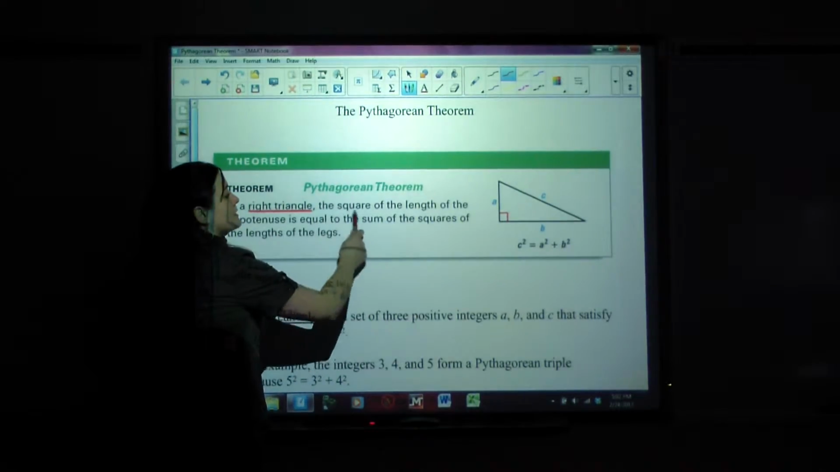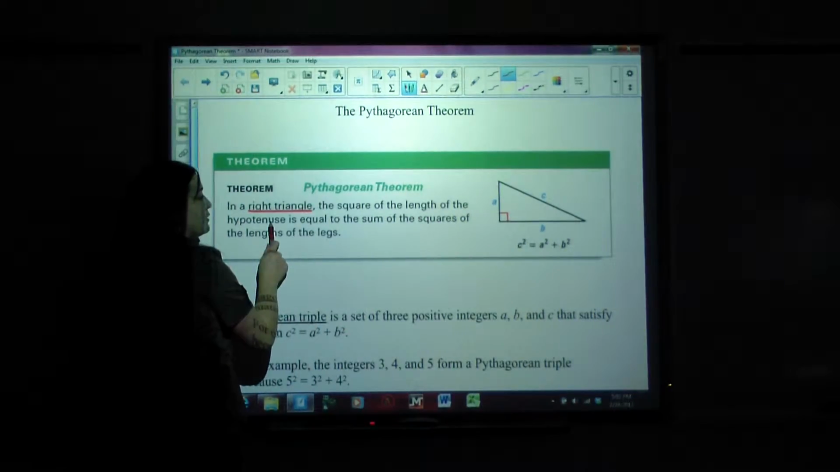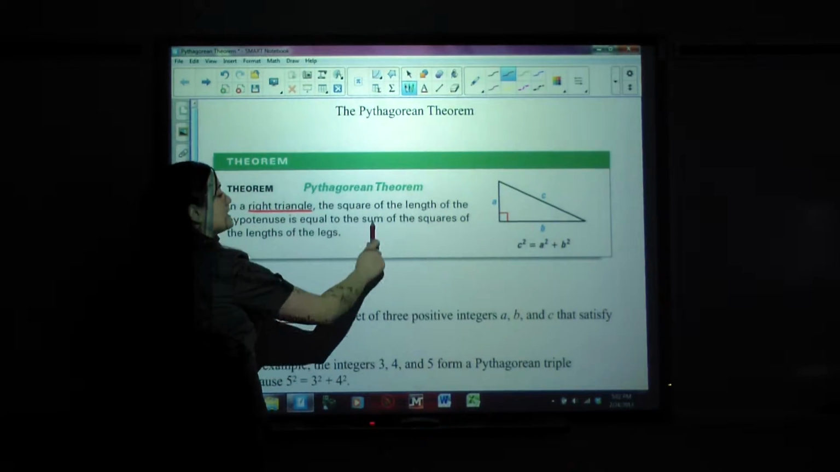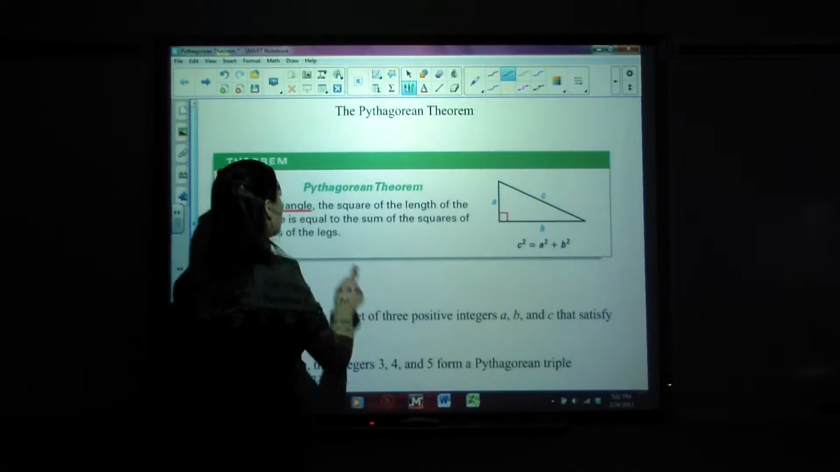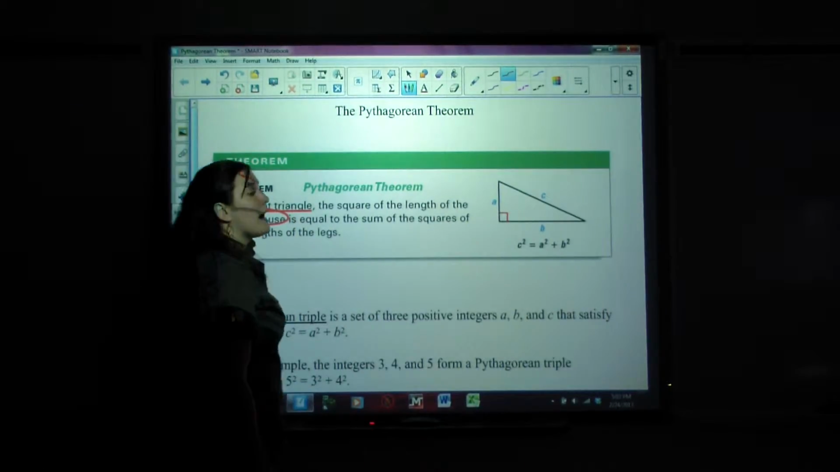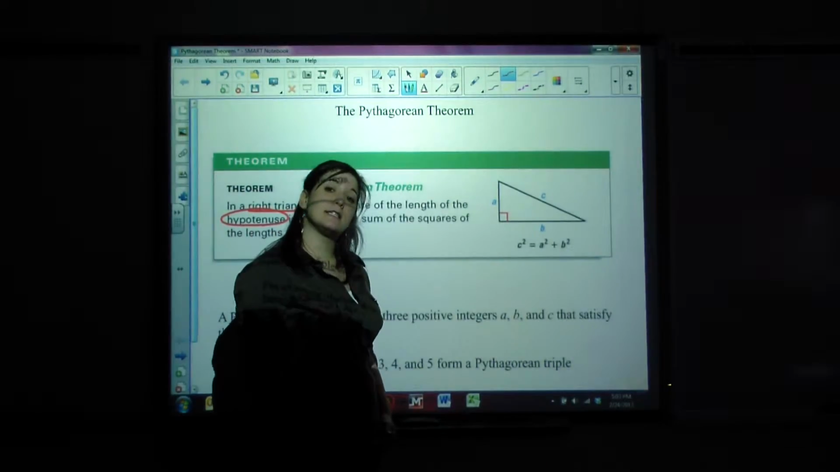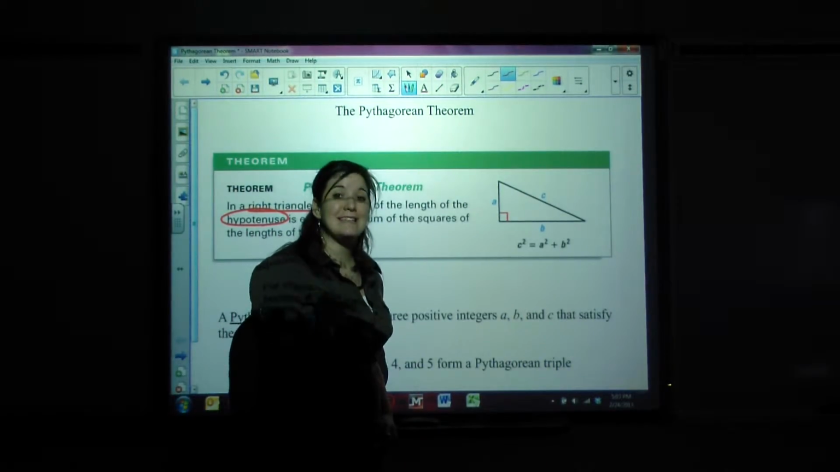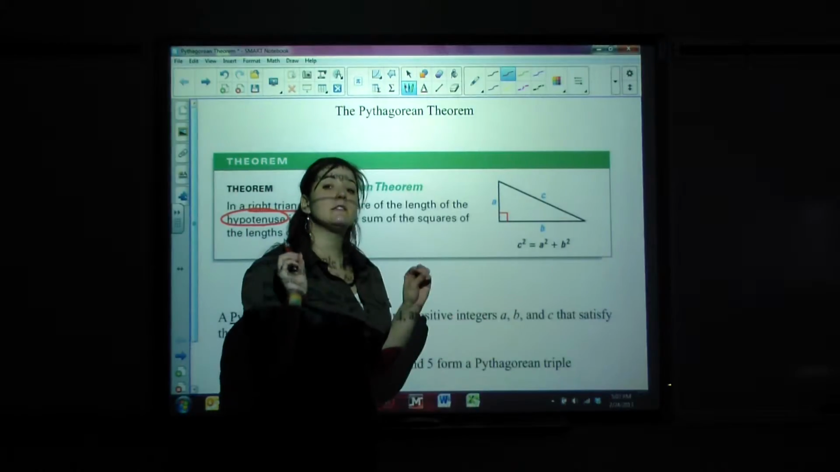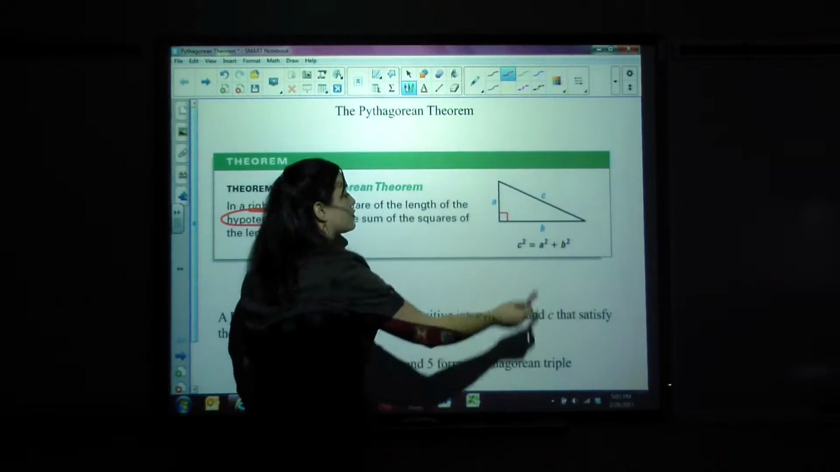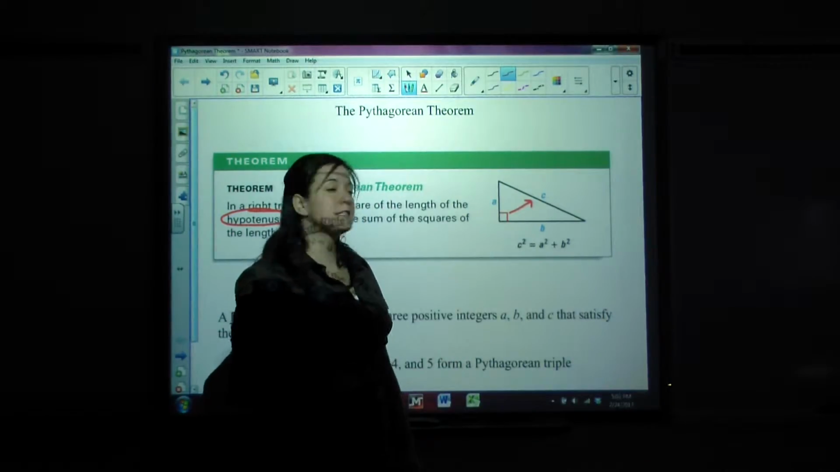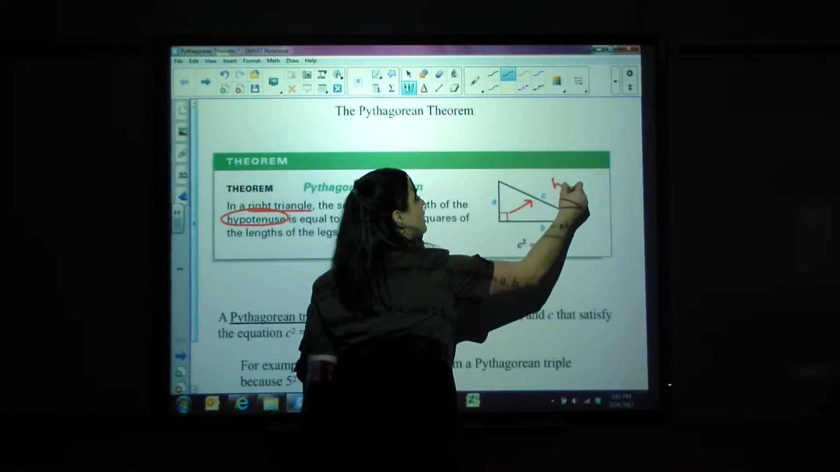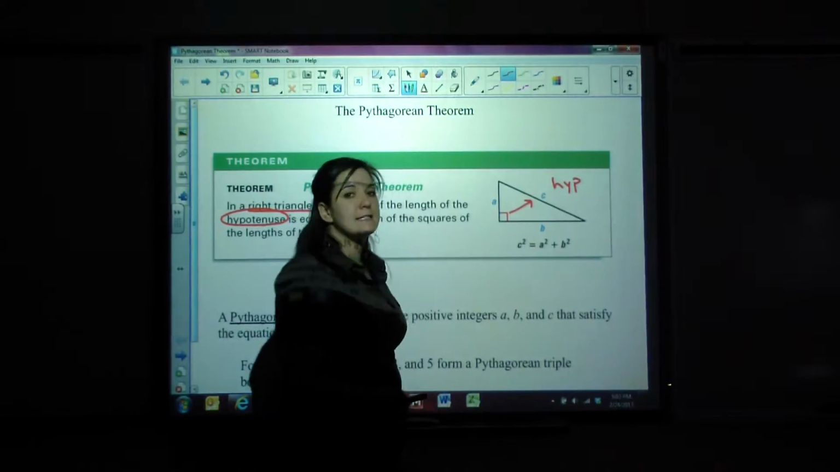Right, it is defined as the square of the length of the hypotenuse, which would be equal to the sum of the squares of the lengths of its legs. Well, first of all, we have to know what a hypotenuse is. A hypotenuse is the longest side of the right triangle. It is always going to be across from the right angle. So if you have the right angle, if you go directly across, that's the hypotenuse. So in this picture, the hypotenuse is defined as C.